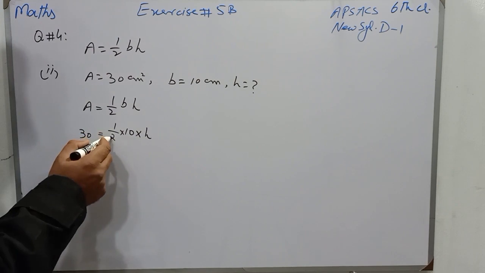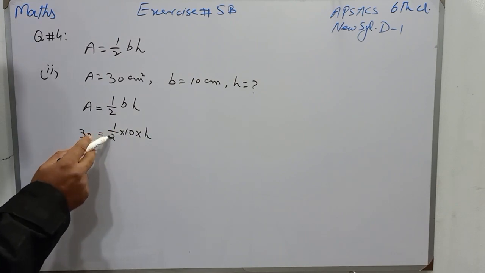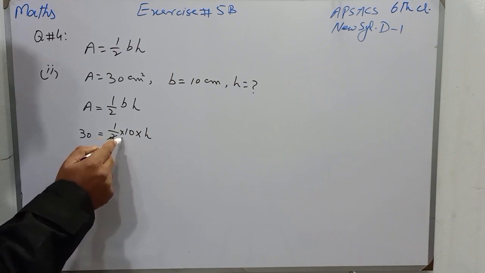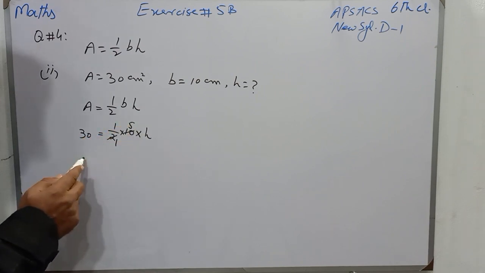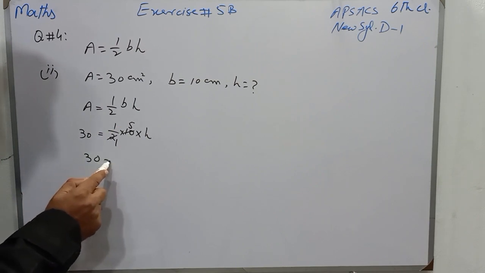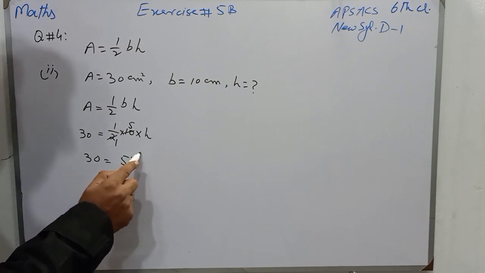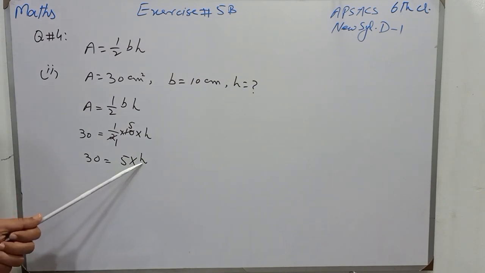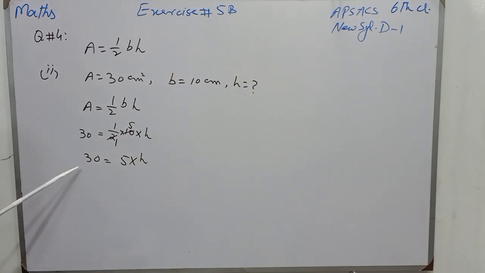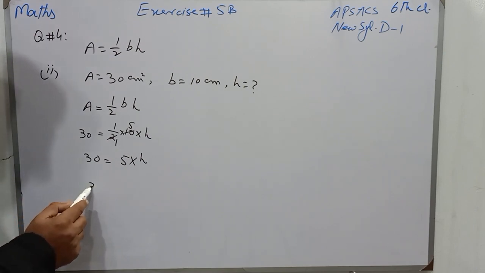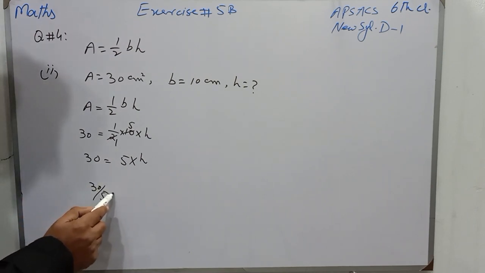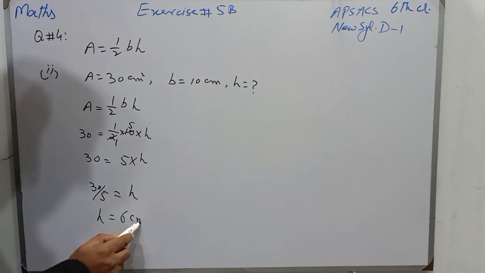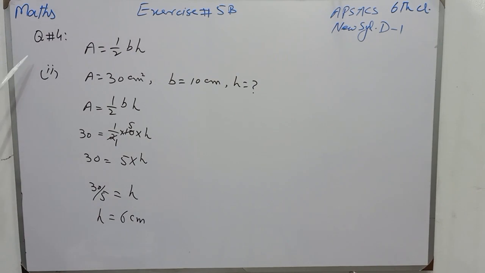So 2 and 10 can be cancelled as 2 is denominator and 10 is numerator and both are multiplying. So 2 1s are 2, 2 5s are 10, and it is written as 30 is equal to 5 multiplied by h, and we have to find h. So 5 is multiplying with h. When we transfer this 5 to the side, it will divide. So it is written as 30 over 5 is equal to h, and the value of h will be 6 centimeter, and it is the second part of question number 4.